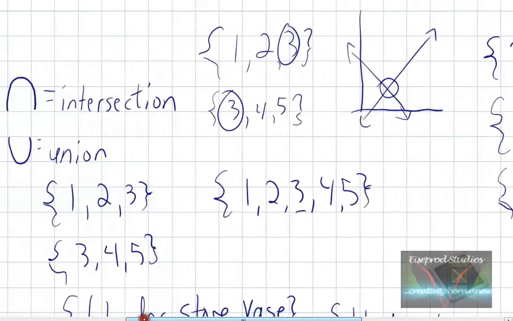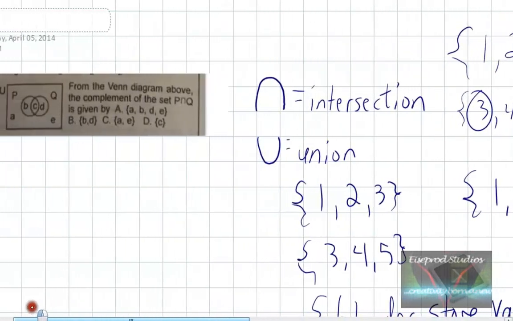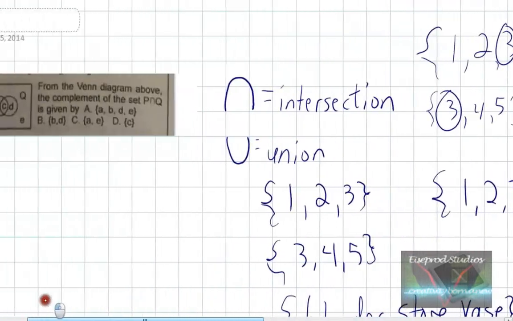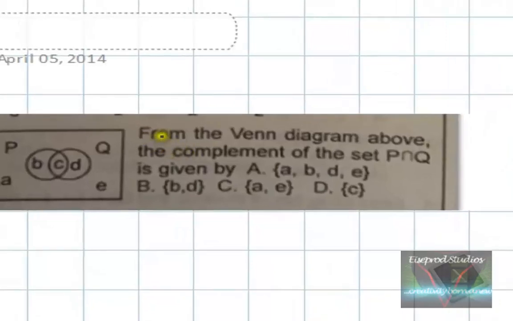Okay, so now that we've gone over that, let's go back and, oh wait, there's one more thing I really need to show you before we can answer this question. So you see here it says the complement. This is the complement of the set P intersection Q. Okay.